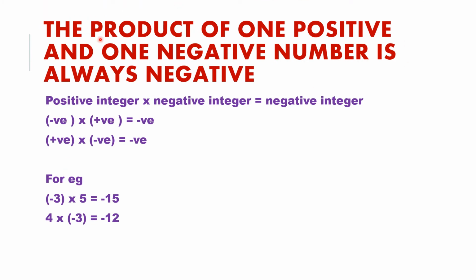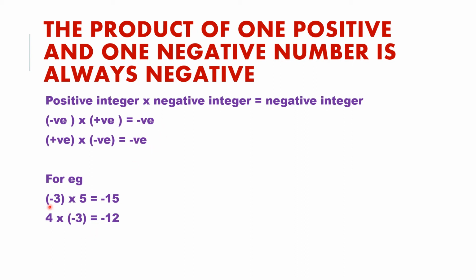Now the product of one positive and one negative integer is always negative. So if we have one positive and one negative, then the answer will always be negative. So positive and negative. So here see negative and positive, positive and negative. Anyway, okay, if the order is changed also you get negative.